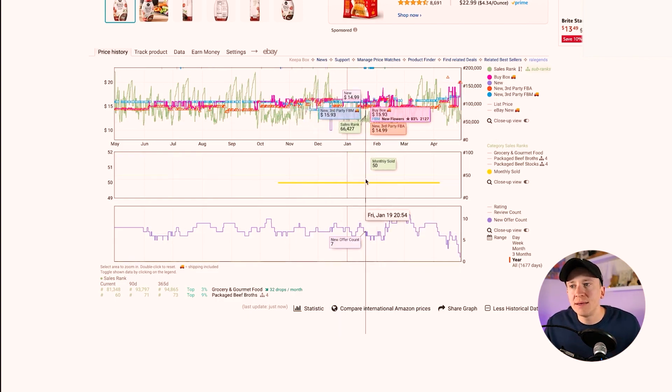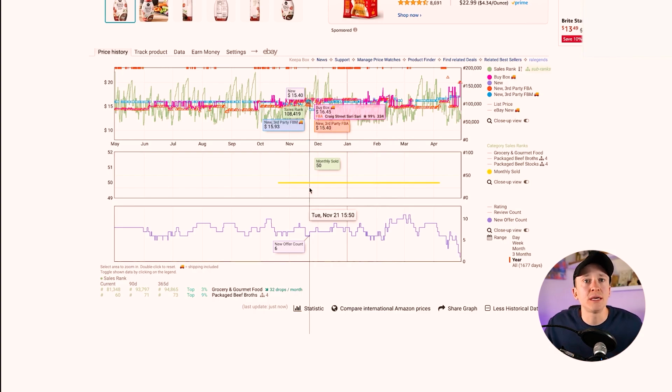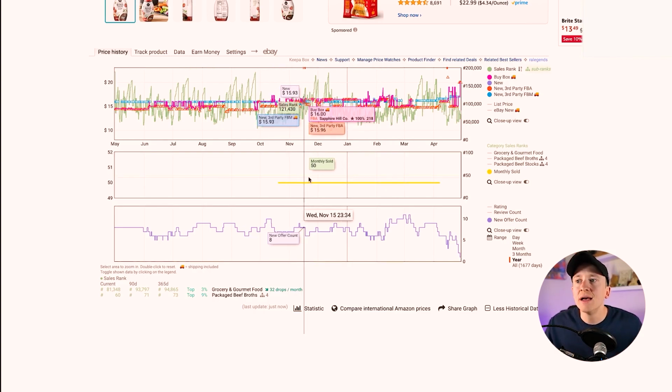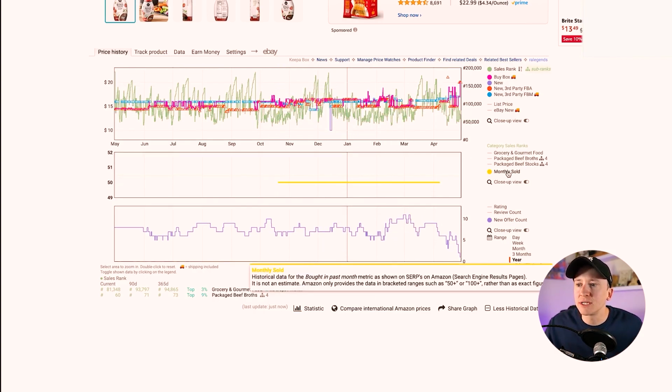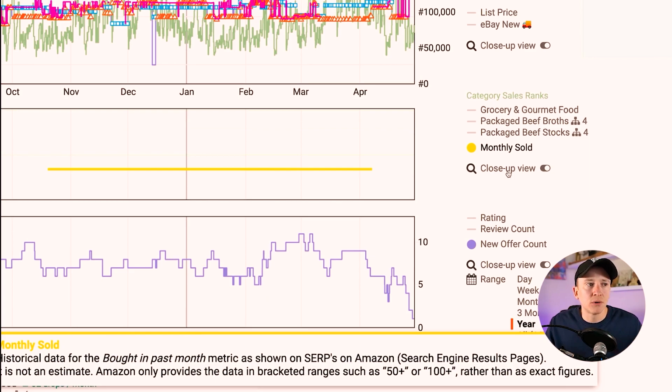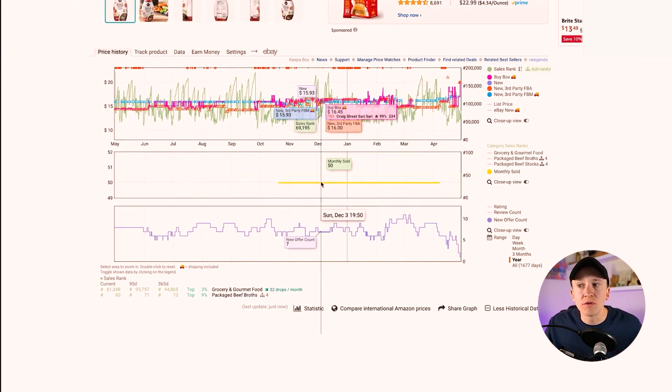The last thing on a Keepa graph here that is newer to Keepa's software suite is tracking the monthly sold amount. Now this is actually coming from Amazon directly. It's the historical data for the bought in the past month metric as shown on Amazon's search engine results page. This is just saying, hey, if it's over 50, 50 plus, Amazon's showing that. If it's 100 plus, Amazon is showing that. There's different ranges. I've done a full video on what this actually means and how you can use it.